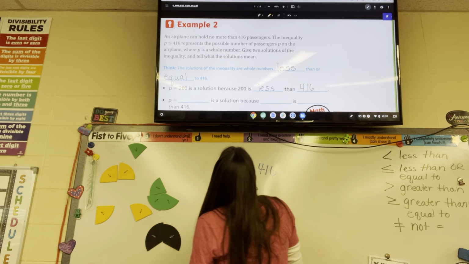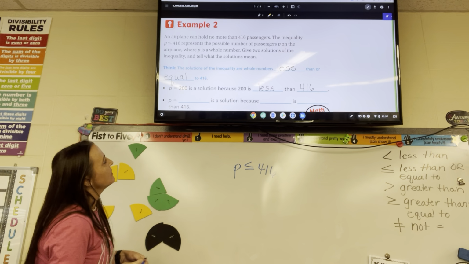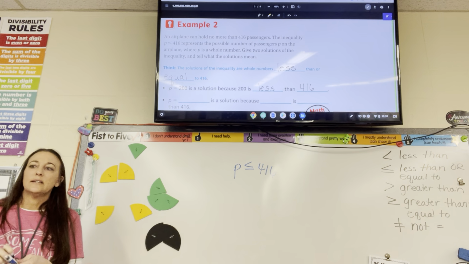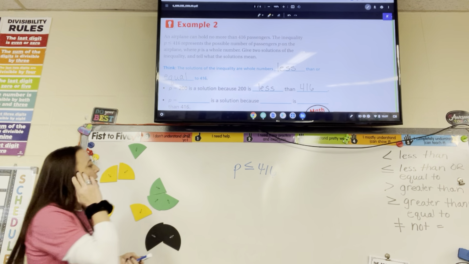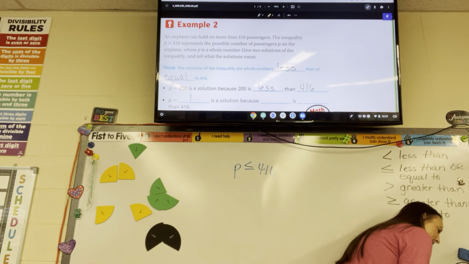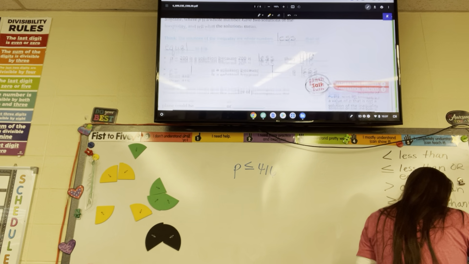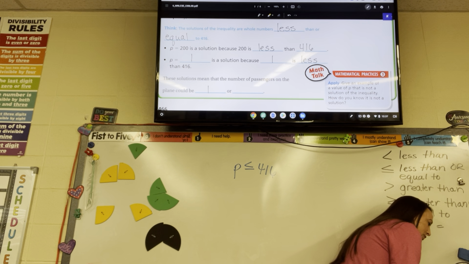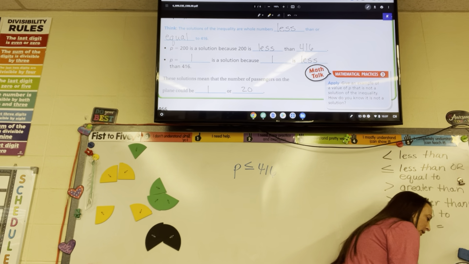Somebody else give me a solution that will work. Chase? 1. P equals 1 is a solution because 1 is less than 416. The solution that we came up with means that the number of passengers on the plane could be 1 or 200. Either one would work.